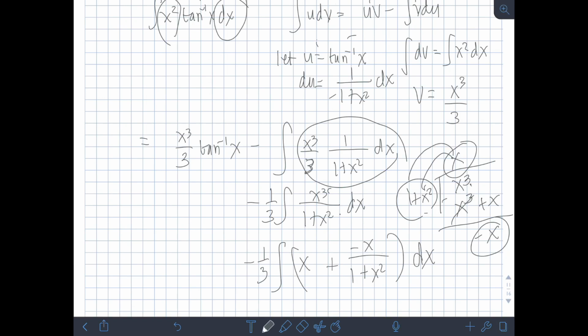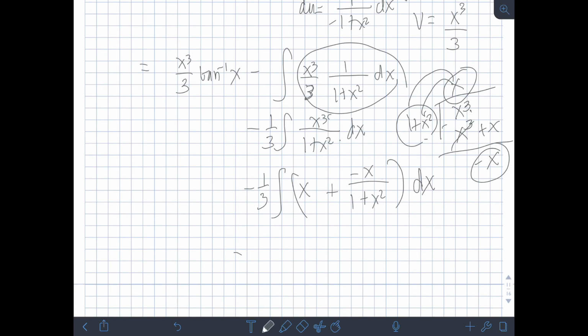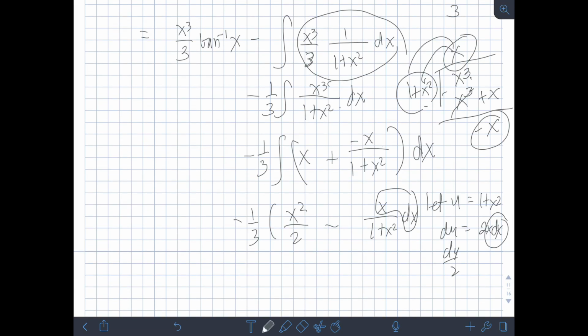And then, dx. So, pwede natin itong ma-evaluate itong negative 1/3. Integral ng x is simply x squared over 2, right? Power formula. Then, minus ko na to kasi negative x. Integral nitong x over 1 plus x squared. So, let u, let's say, itong 1 plus x squared. And then, du is equal to, derivative nitong u is simply 2x dx, right? So, therefore, x dx, so may dx tayo dito, ito na yon. Divide natin to by 2. So, we have x dx is equal to du over 2.